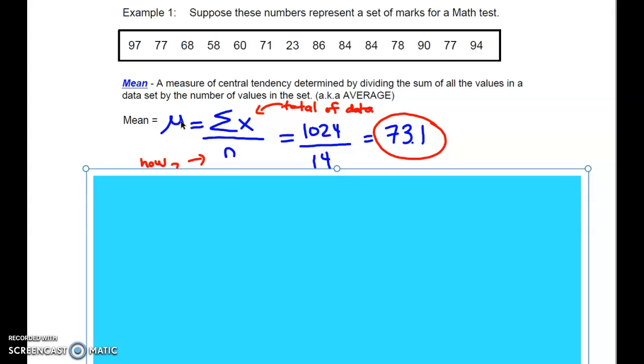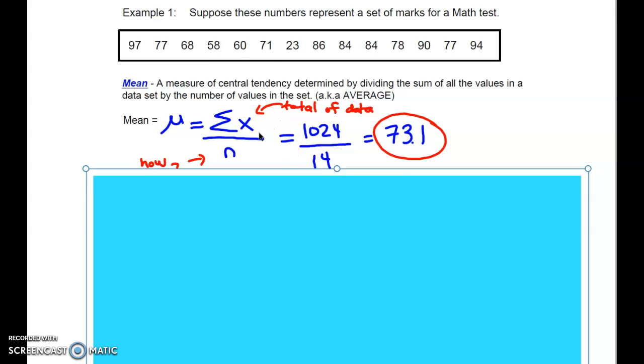So mu is just what the mean equals, and that's the summation. So we add up all of the data. This means we add up all the x's, so we're going to add up 97, 77, 68, and so on. Then we're going to divide by how many numbers there are, so you're going to count 1, 2, 3, 4, and so on.